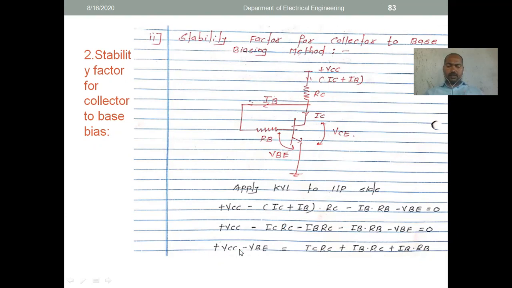These three things, see, plus VCC minus VB, only taking here, this term going to the other side. Minus going to the other side as a plus IC into RC, then this minus going to the other side as a plus IB into RC. Now see, this minus going to the other side should be as plus IB into RB, right? So this term is coming with respect to us.